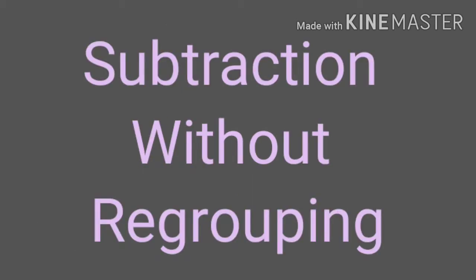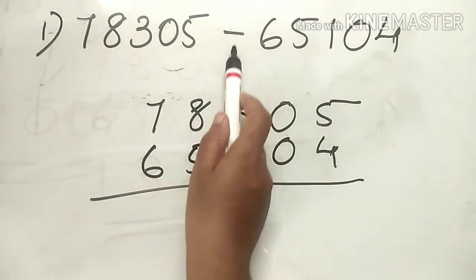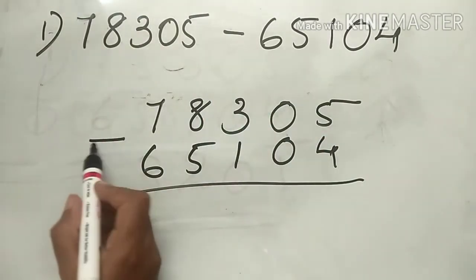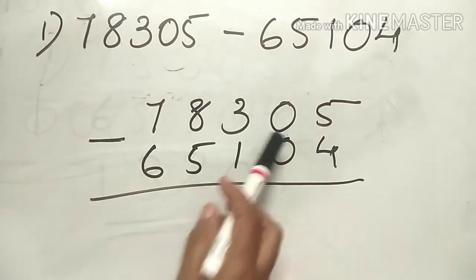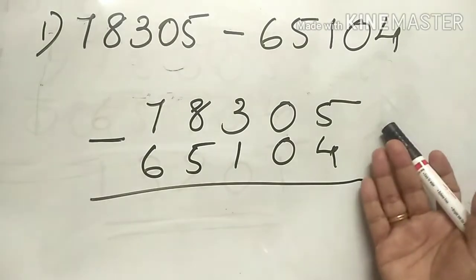Subtraction without regrouping. Let's see some examples of doing subtraction. 78,305 minus 65,104. So I write one number below the other. Since this is subtraction, I put a minus sign. Now we are going to subtract, okay? We have to start our subtraction from the rightmost side.